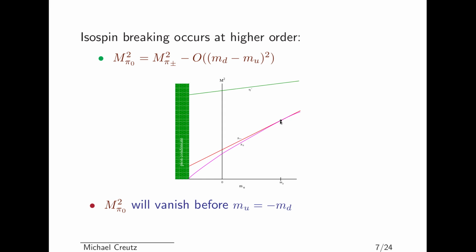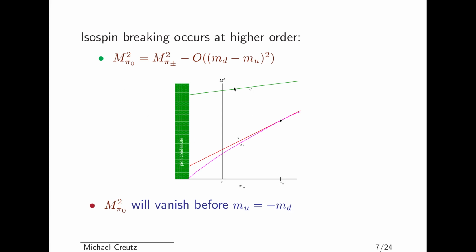But as we lower the up quark mass, and that's this axis, the pi naught will get a little bit lighter. And as you hit 0 for the up quark mass, well, the pi naught is a little lighter than the charged thing, but they're pretty close. But if you keep going, eventually the pion can become massless. So the pion can actually vanish in mass before you get to mu being minus md.